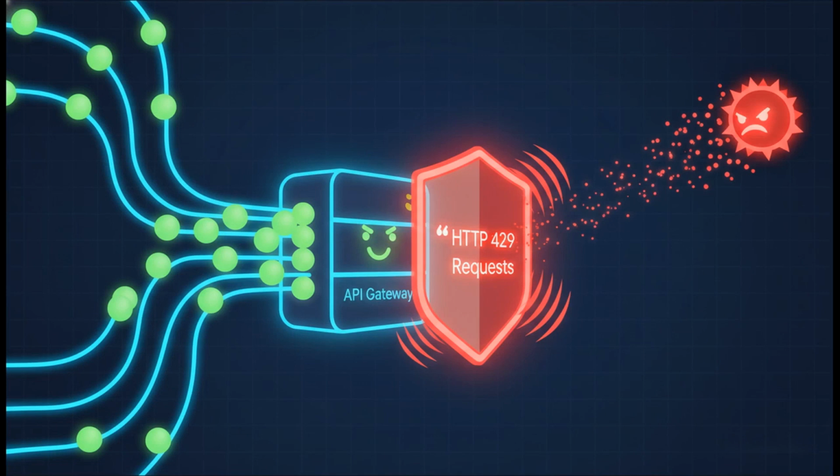Here come the normal users. See them? Glowing green orbs just flowing smoothly through our neon API gateway. But wait, look over there. Here comes a spiky red orb, a malicious user, firing a torrent of thousands of requests. Our gateway instantly throws up a neon red shield. The response code flashes HTTP 429, too many requests. And just like that, the malicious red requests, they vaporize into dust, while the legitimate green traffic just keeps flowing, completely unaffected. That is beautiful.